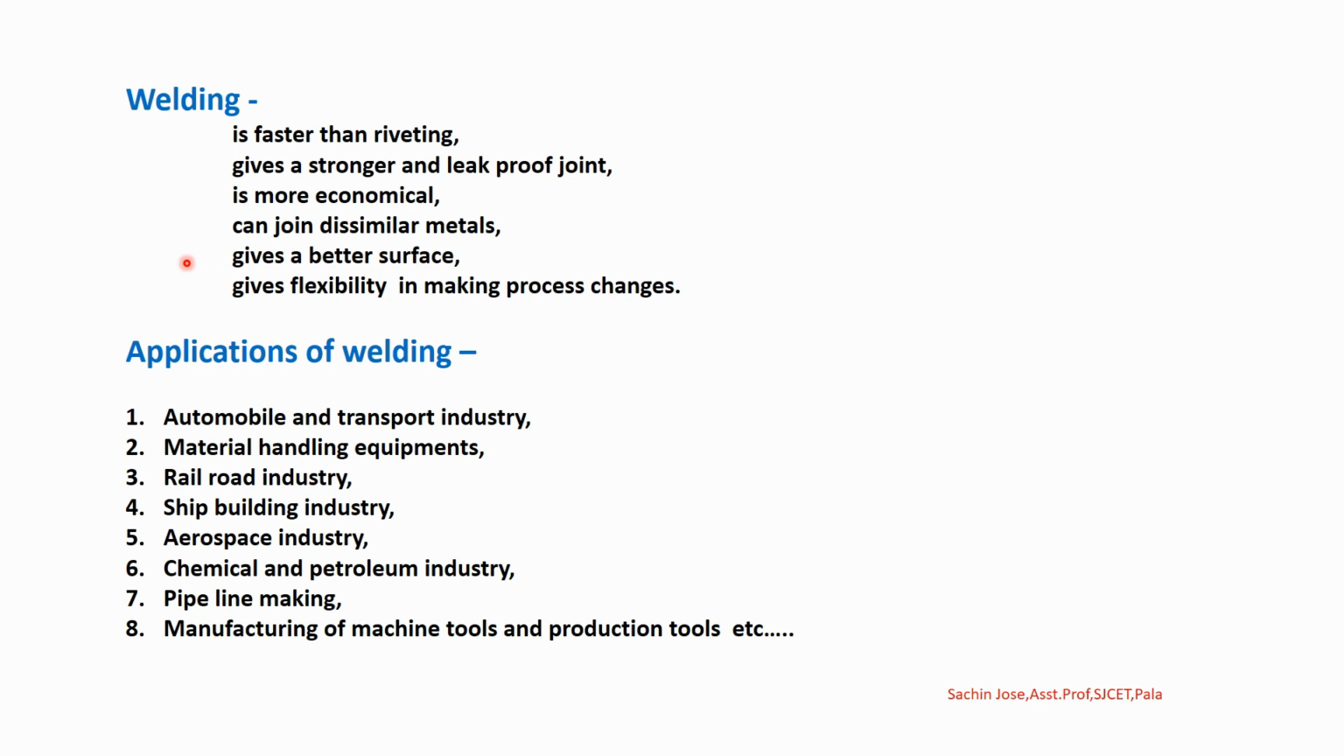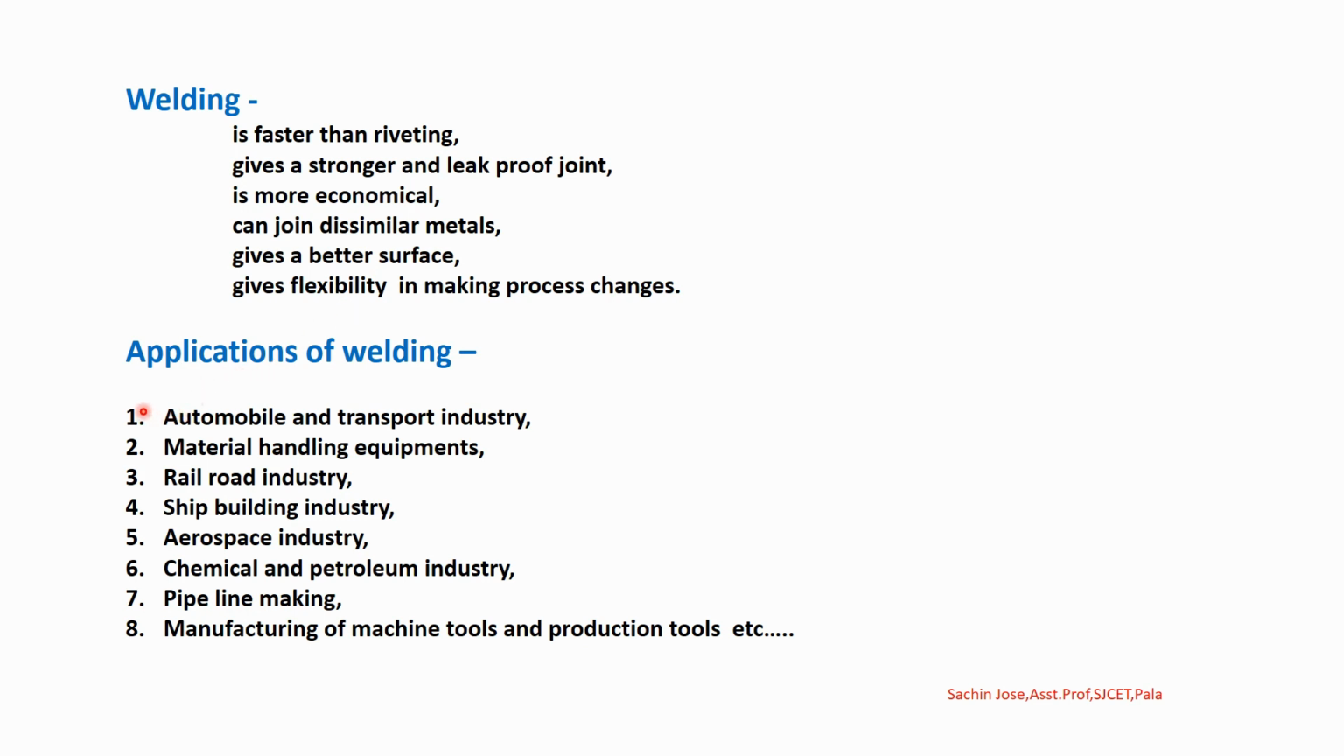The advantage is it gives a better surface, right? If you go for riveting or nut and bolt, you may not get a uniform surface, but if you go for welding, it may give a better surface, and it gives flexibility in making process changes. Welding is highly flexible, but if you go for riveting and all, it has many restrictions. If you go for riveting or nut and bolts, it has many constraints, right?